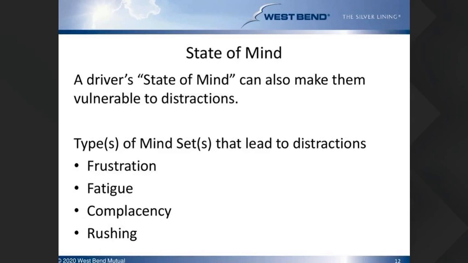So now that we've talked about the components of distracted driving, such as distractions being conscious and unconscious, and the 4 different types of distractions, cognitive, auditory, visual, and manual, I also want to talk about the state of mind of the driver, because a driver's state of mind can also make them vulnerable to distractions. The types of mindsets that typically lead to distractions are frustration, complacency, fatigue, and rushing.